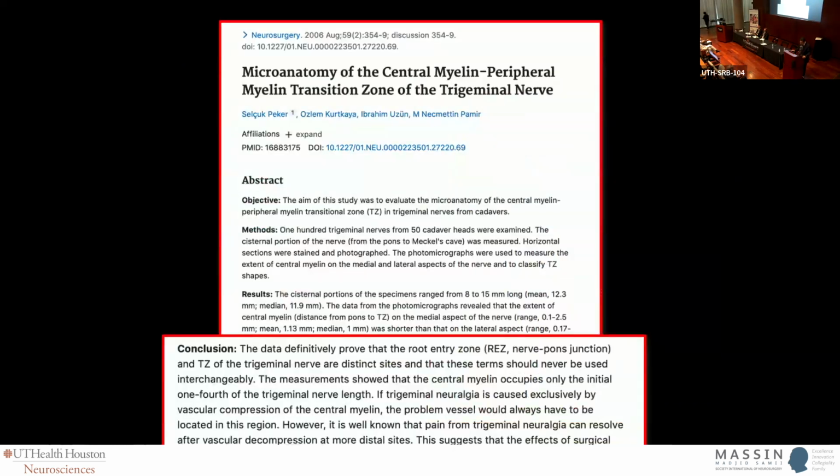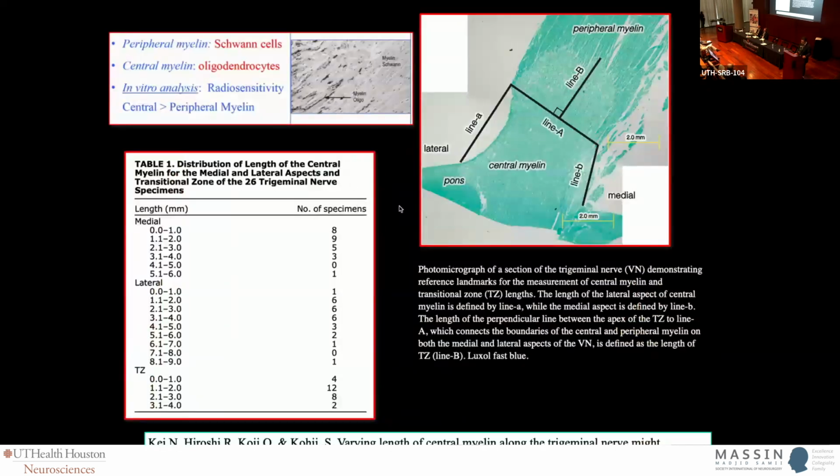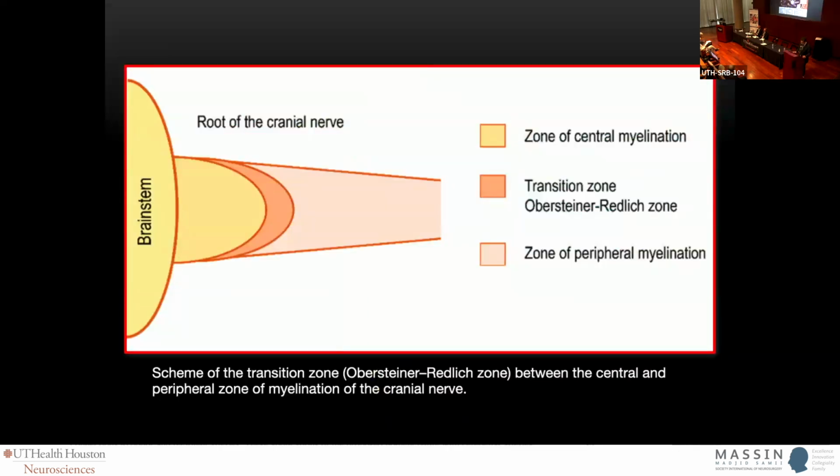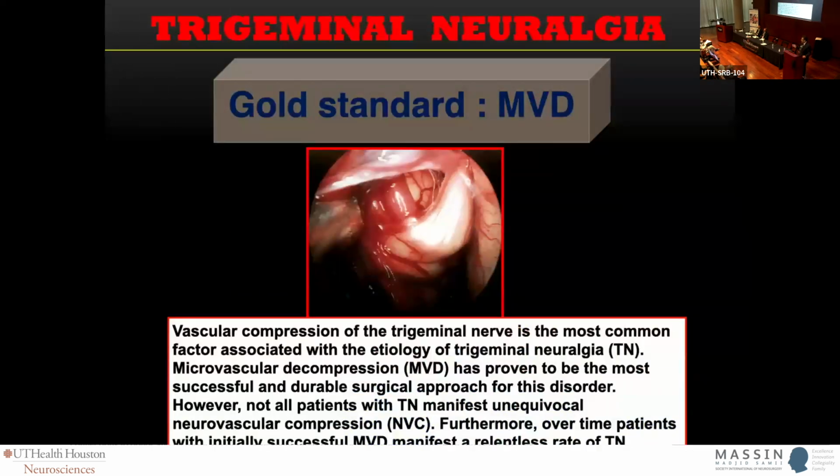So the conclusion of this work is that the root entry zone and transitional zone of the trigeminal nerve are distinct sites, and that these terms should never be used interchangeably. This is another nice work from Japan. And look, that's a beautiful photomicrograph. This is the central, the root entry zone, and this, the transition zone. Well, this is for medical students going to pass. So there are many treatments for trigeminal neuralgia. There's no perfect method. But everybody agrees the gold standard is microvascular decompression.